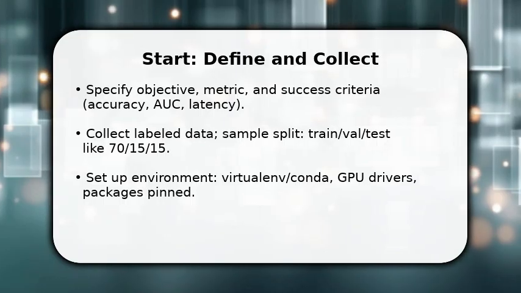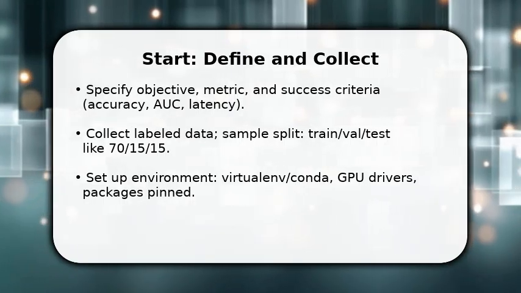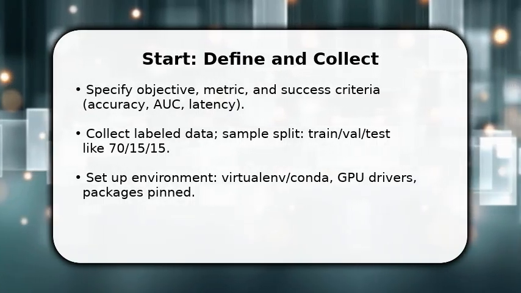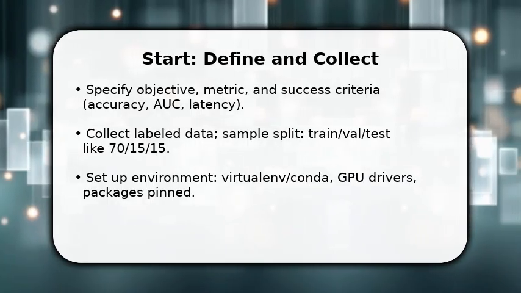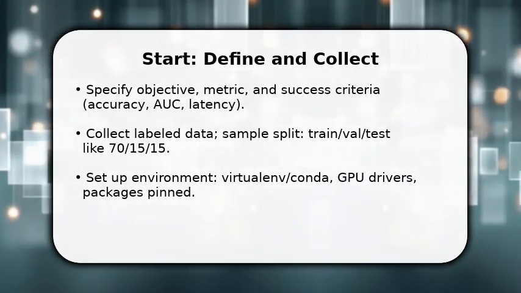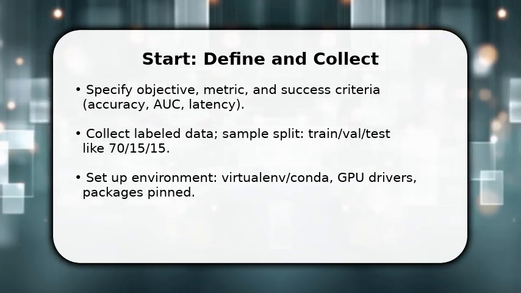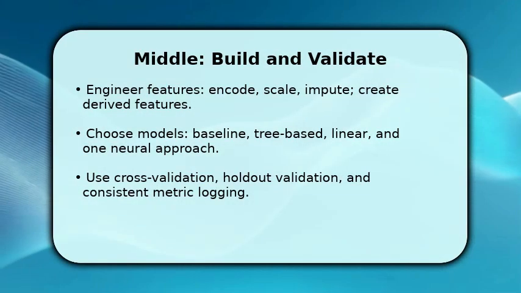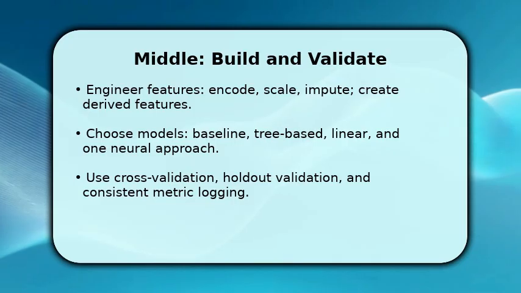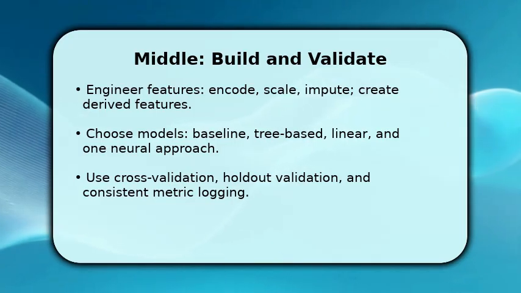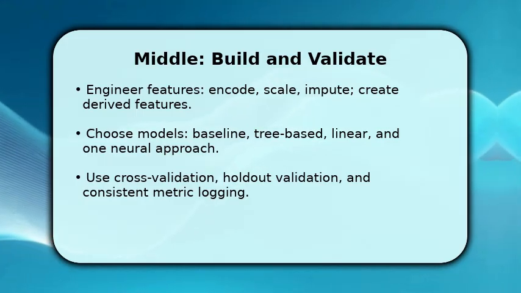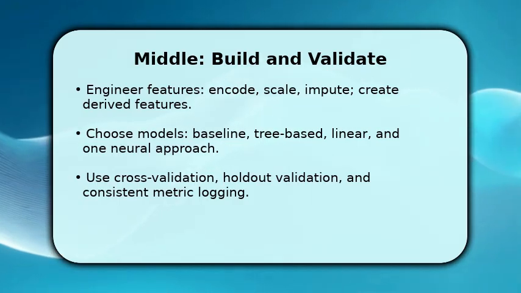Then run quick exploratory analysis to surface class imbalance, missing values, and obvious outliers. This guides the first simple baseline model you will implement to measure progress against. You now transform data with consistent preprocessing and feature engineering, handle categorical variables, scale numeric features, and create meaningful derived features. Then train multiple model families to compare strengths: a robust baseline, tree ensembles, and a neural variant if warranted.